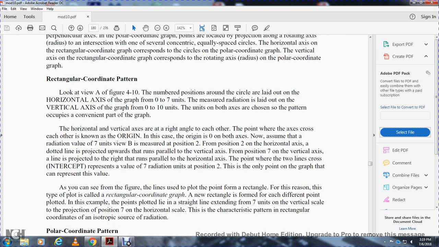Rectangular coordinate pattern. Look at view A of figure 4-10. The numbers for position around the circle are laid out on the horizontal axis of the graph, and the measured radiation, from 0 to 10, is laid out on the vertical axis of the graph. The units of both axes are shown in the pattern and occupy a convenient part of the graph.